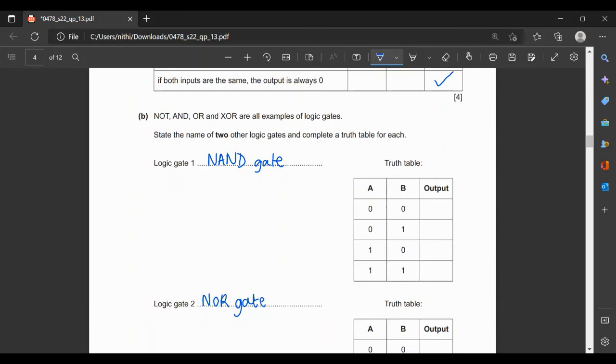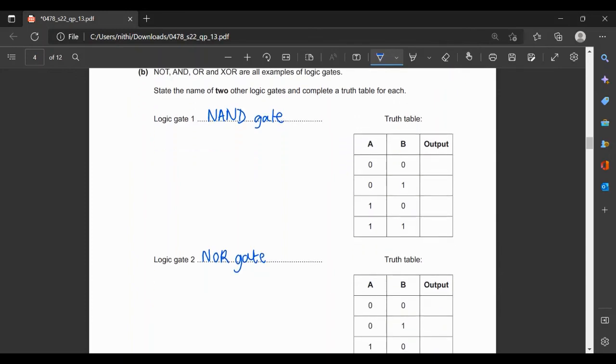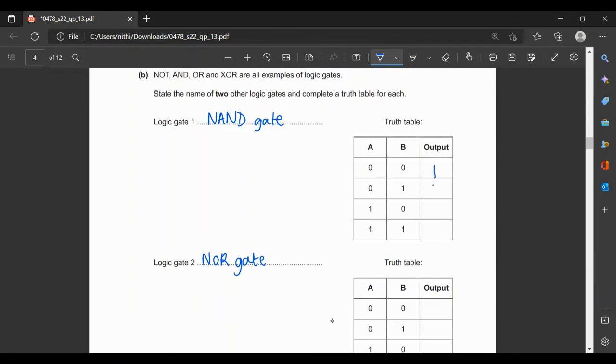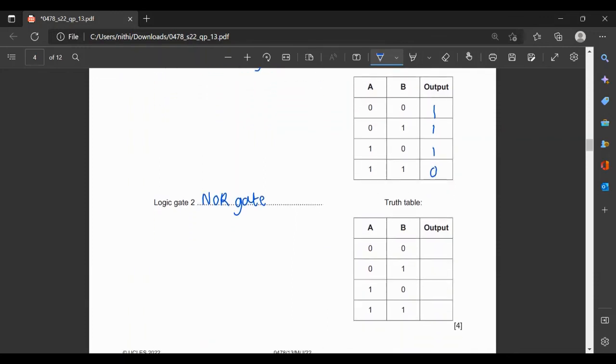NAND gate is the exact opposite of the AND gate, so the truth table should be filled accordingly. Same goes for the NOR gate, which is the exact opposite of the OR gate. So if any of the values are 1, it should give an output of 0. And that's it.